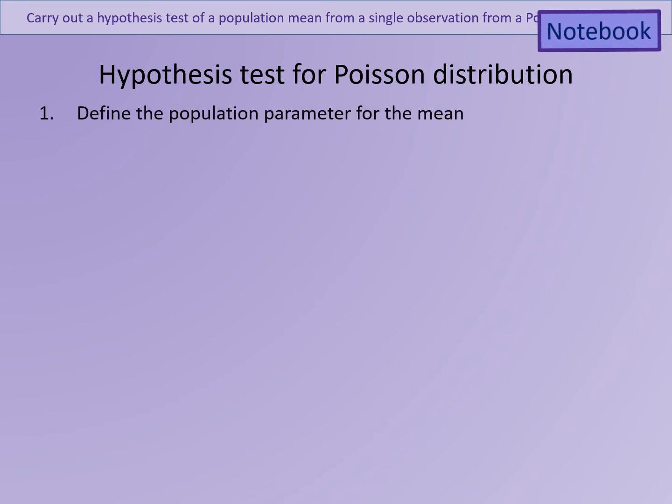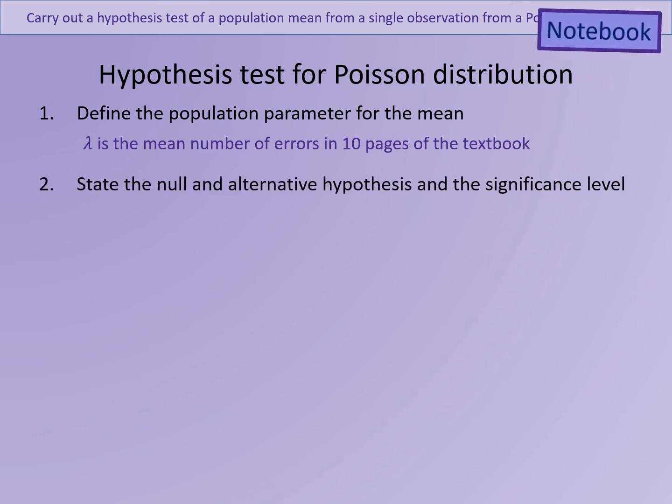First, you define what the population parameter is for the mean. This means give a sentence explaining what it is in the context of the question. For example, in the textbook example, we would say lambda is the mean number of errors in 10 pages of the textbook. You must be very clear in this. Just to say lambda is the mean number of errors would not be enough. You would need to clarify that you were looking at 10 pages of the textbook.